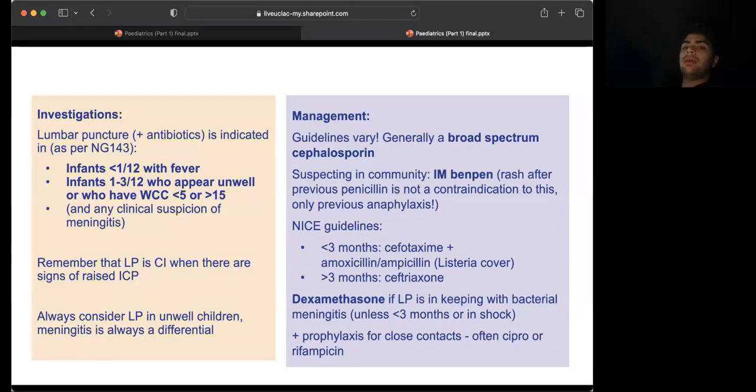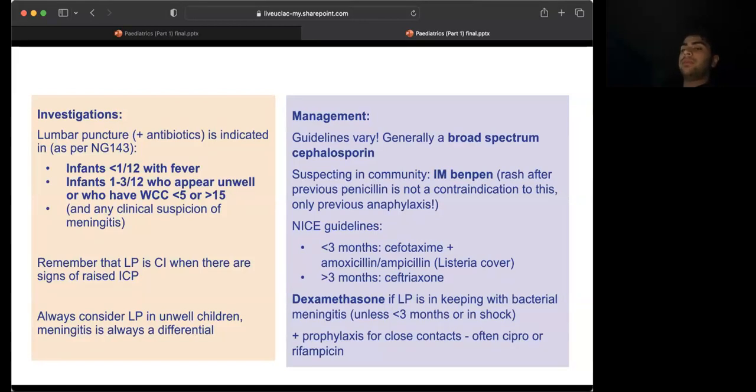So we have to investigate. A child with a fever might have meningitis, but it might not be obvious. So we might do a lumbar puncture to rule it out in infants that are younger than 1 month with a fever. So any infant younger than a month old with fever, or 1 to 3 months who have raised white cells and appear unwell. And remember, an LP is contraindicated if there's any signs of raised ICP.